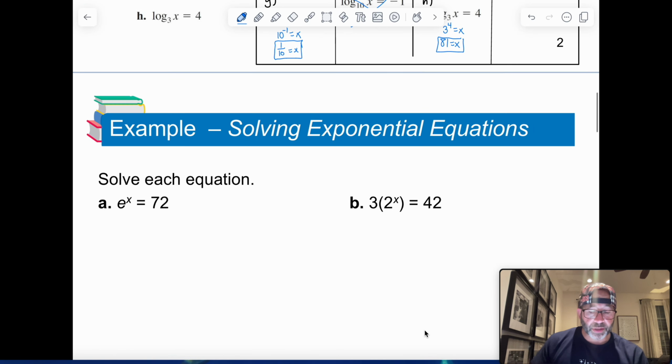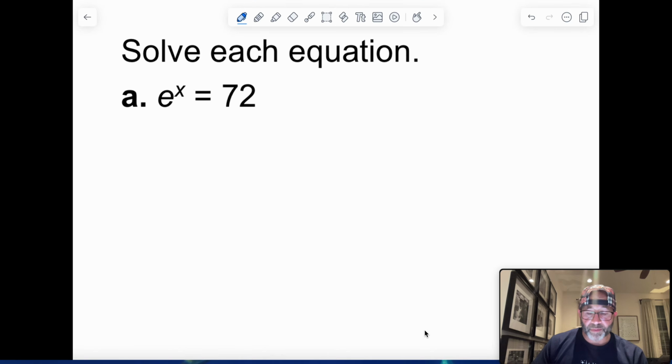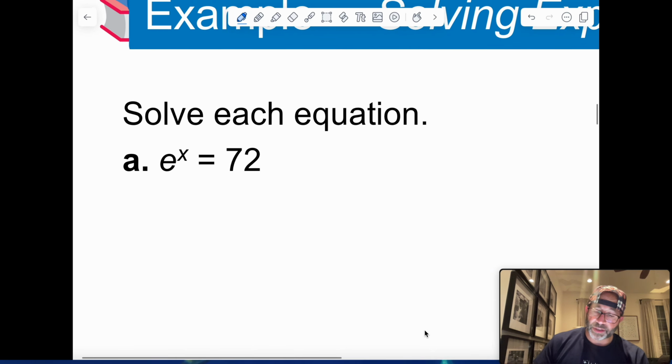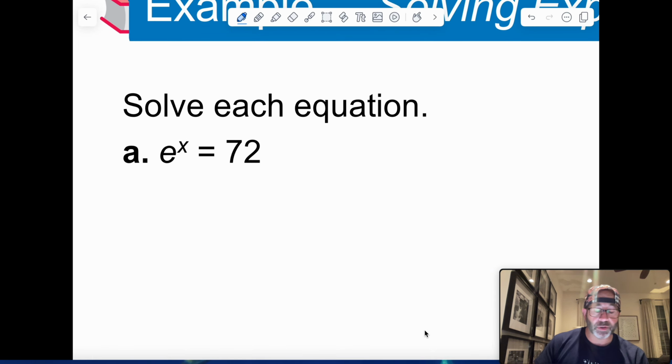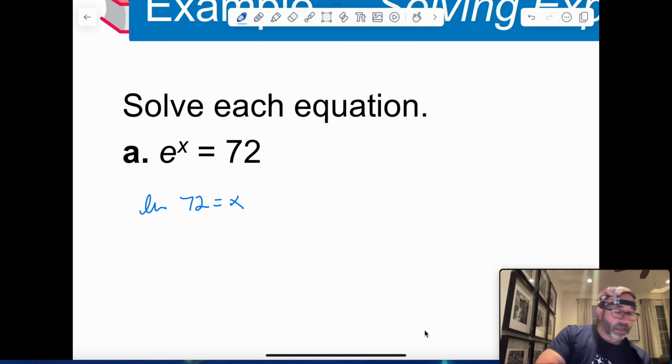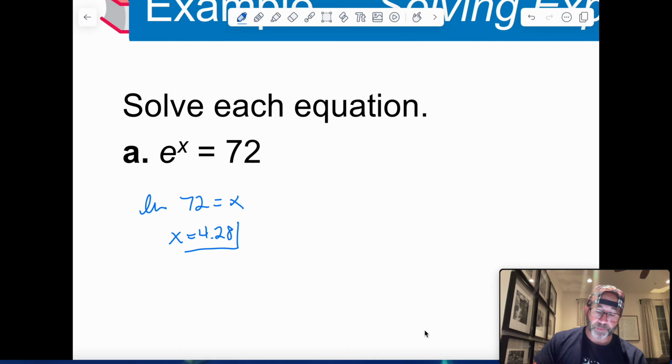All right, so let's look at more examples here. Let's see, down in this one, e to the x is equal to 72. We're going to have natural log of base e, 72 is equal to x. I don't have to write that e. Again, it's redundant because we do have natural log, so the base is going to be e. Natural log of 72 is going to equal x, which is 4.28.